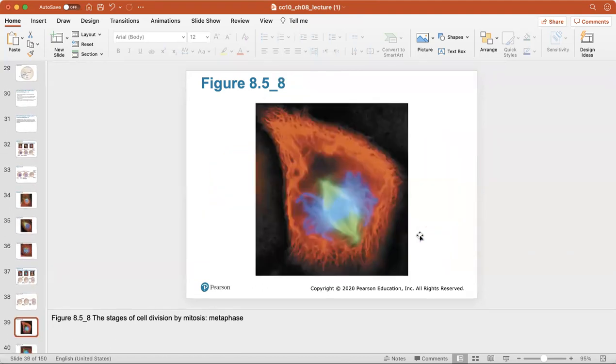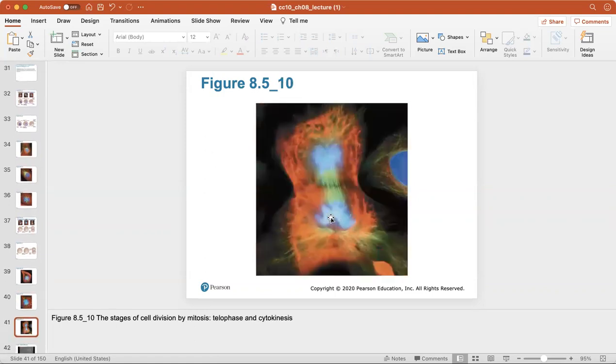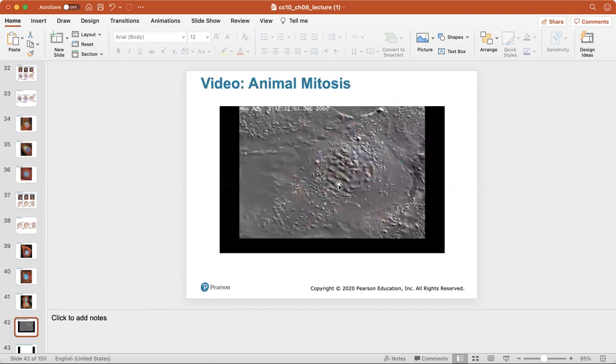So here's a look at the metaphase stage. The chromosomes are lining up across the middle of the cell. And then in anaphase, you can see the chromosomes being pulled apart to either side. And here we have telophase and cytokinesis. We start to see the formation of a new cell wall here to eventually form two daughter cells.